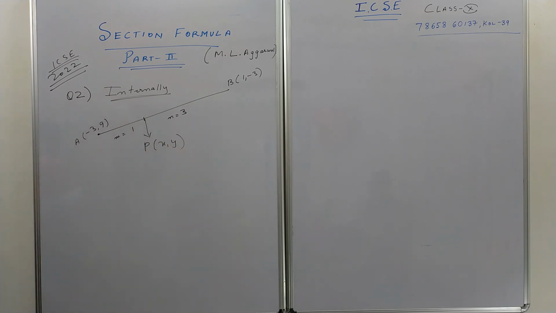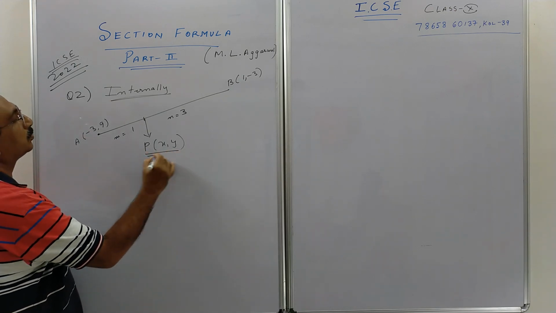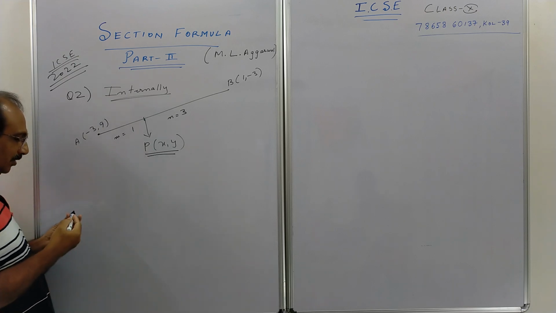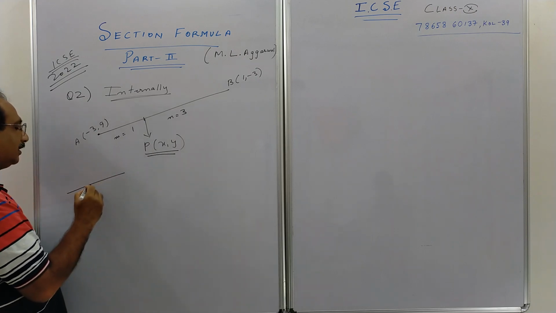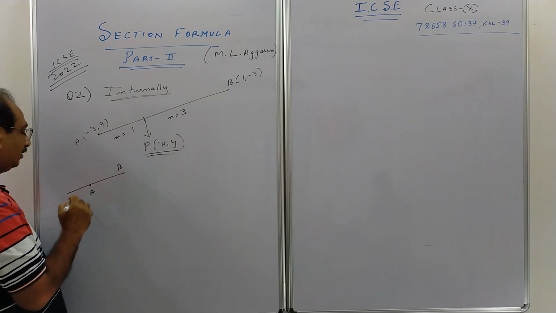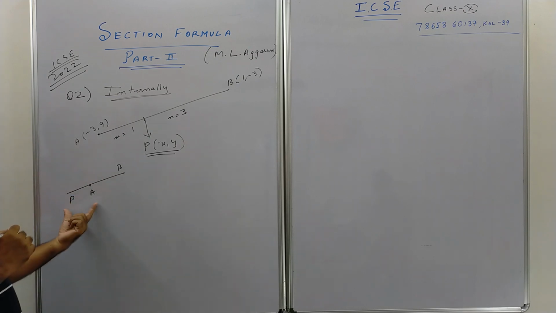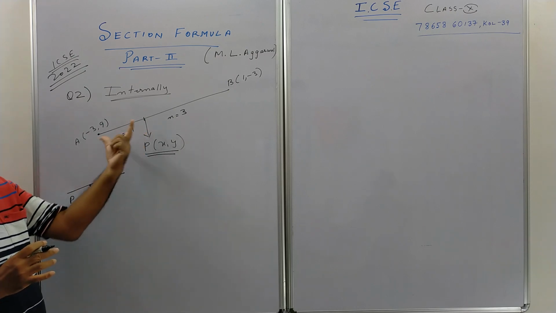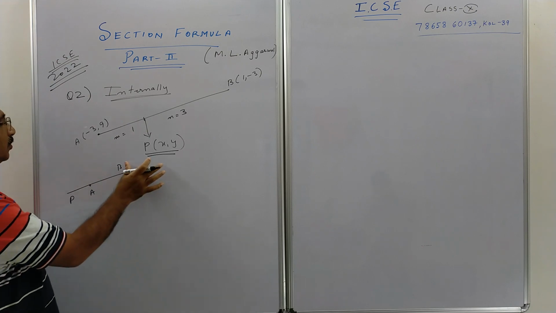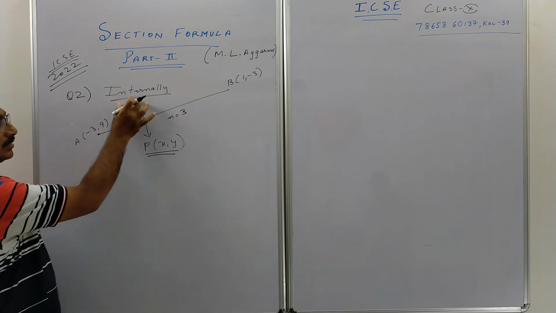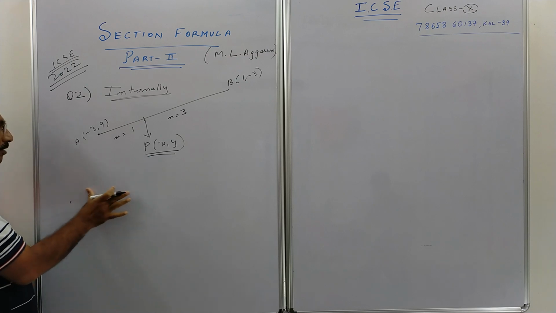If you see nicely, this point P can be outside. In 11 and 12, you will see that this is A, this is B, P can be outside also. This is called externally. I am not going into detail of that. P is in between A and B, or P can be out of AB. This is called externally, and the formula becomes minus. Just I'm telling you internally; till class 10 we do internal, externally we have in 11 and 12.